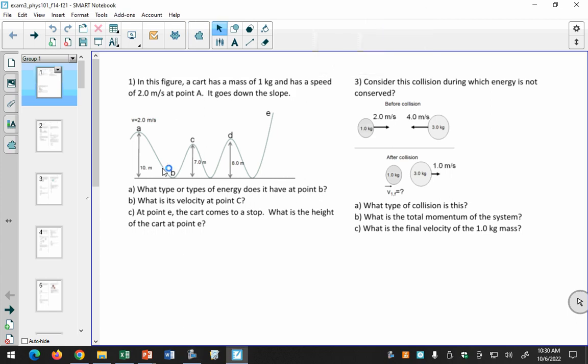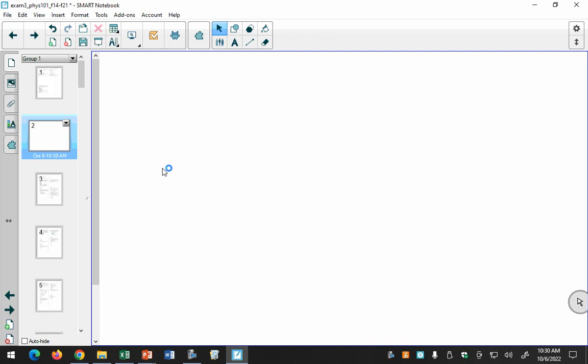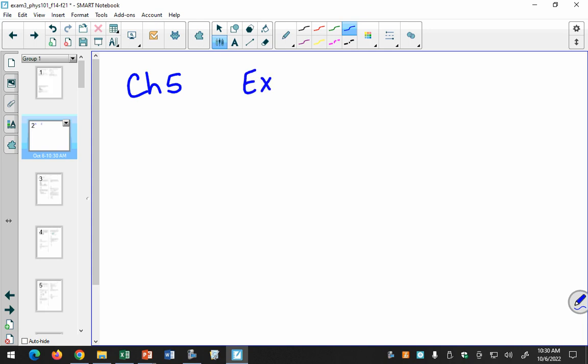Let's see. So first, just to summarize, we're going to be all Chapter 5. That's our work and energy chapter, and those will all be from Exam 3. Usually that's the first dozen or so questions for Exam 3. But if you get to momentum, if you find anything that says anything about momentum, then you know you've gone too far. So just stop, and that's the last question.